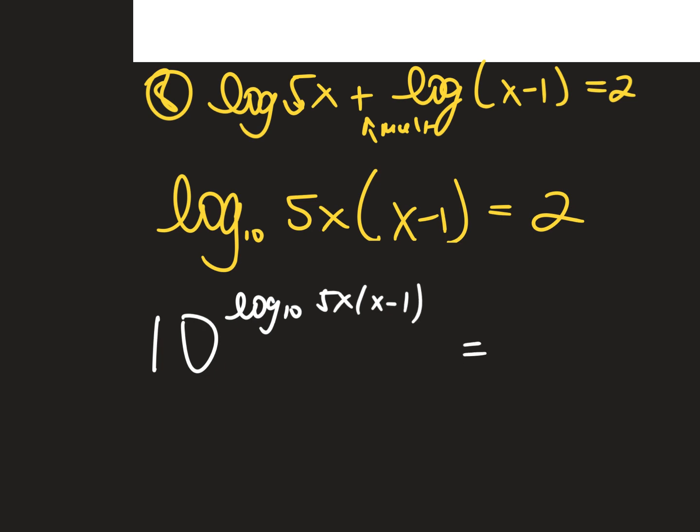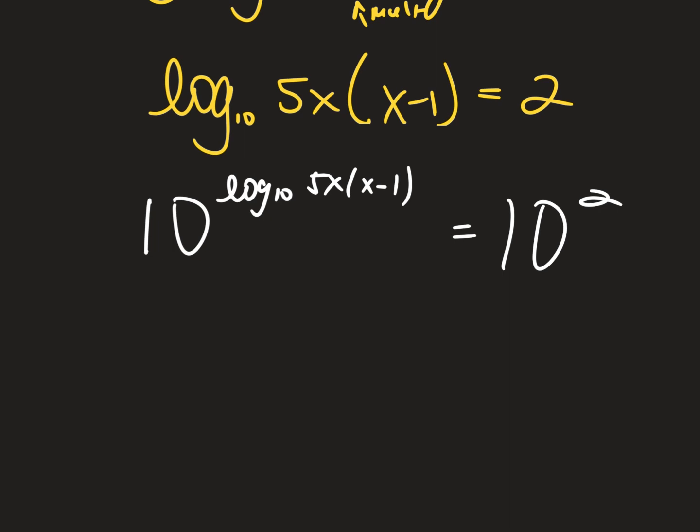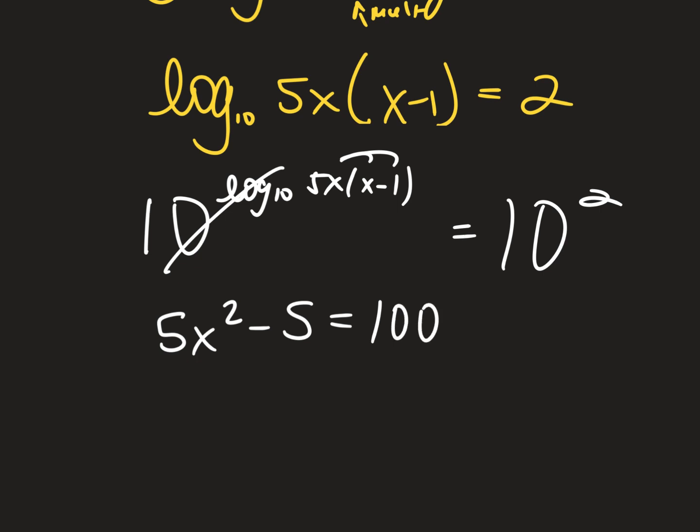And what I do to one side of the equation, I do to the other. Good. So guys, what happens with 10 log 10? Cancels. So can I go ahead and multiply this? Are you guys okay with 5x squared minus 5 equals 100? Sorry, 5x equals 100. Okay.